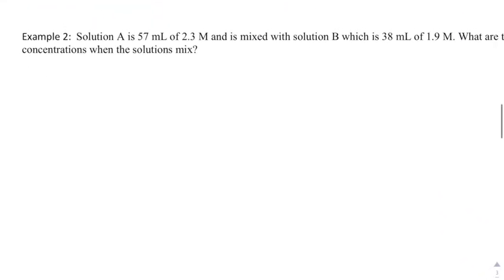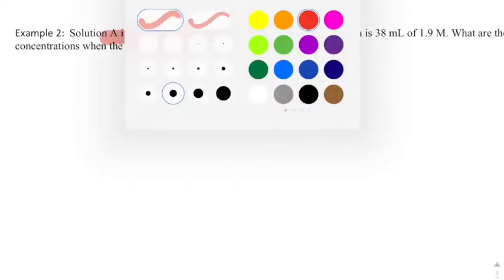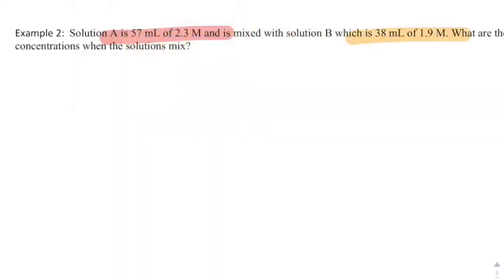Example 2 here says solution A is 57 milliliters of 2.3 molarity mixed with solution B, which is 38 milliliters of 1.9 molarity. Again, for whatever reason, they decided to mix these two solutions together. What are the new concentrations going to be?